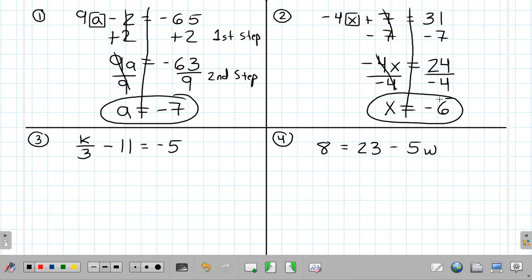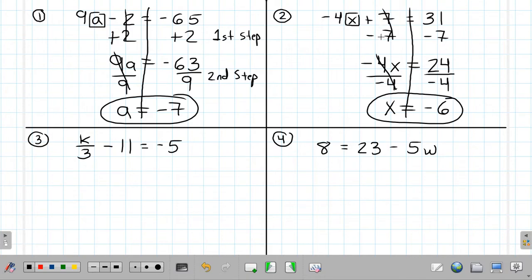Okay. Now, as I've said before, with these equations, once you get an answer, plug it back in and see if it gives you something true up here, meaning we plug in negative 7. 9 times negative 7 is negative 63. Negative 63 minus 2 is negative 65. Negative 4 times negative 6 is 24. 24 plus 7 is 31.